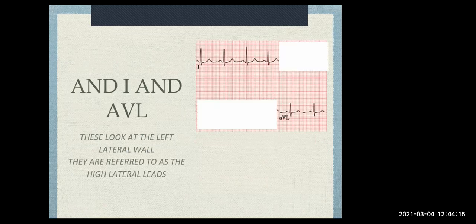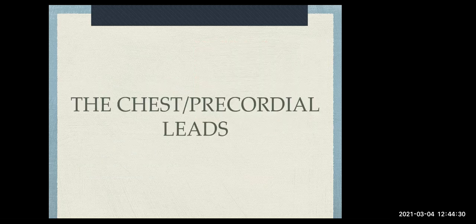And then we have leads 1 and AVL. So these look, as we said, at the left lateral wall, and they are referred to as the high lateral leads. In other words, we expect 1 and AVL to give us a similar picture. And we're going to do some examples towards the end.